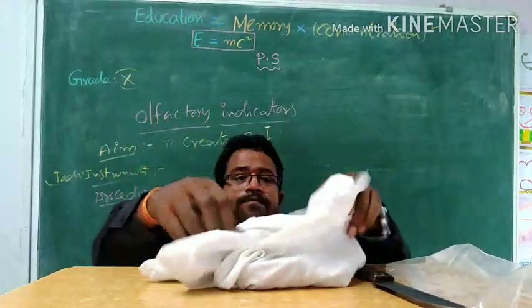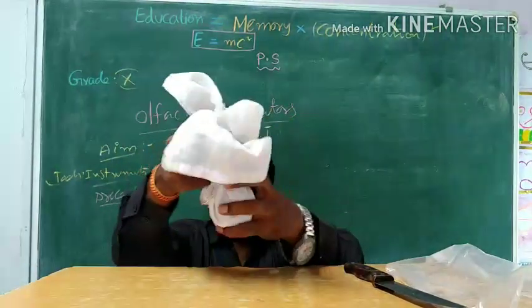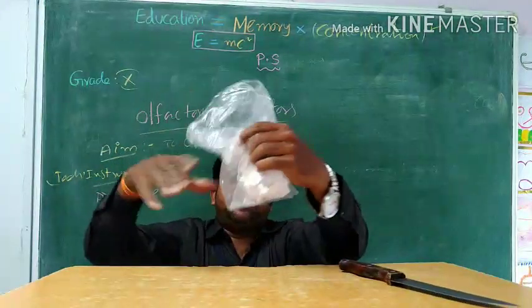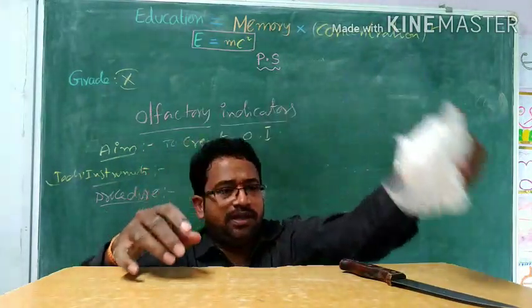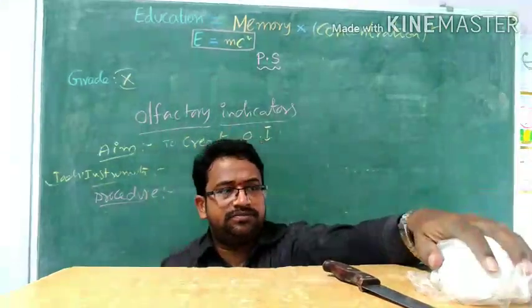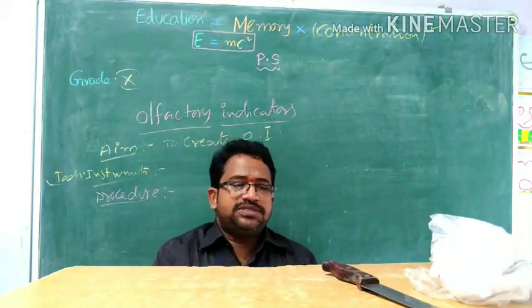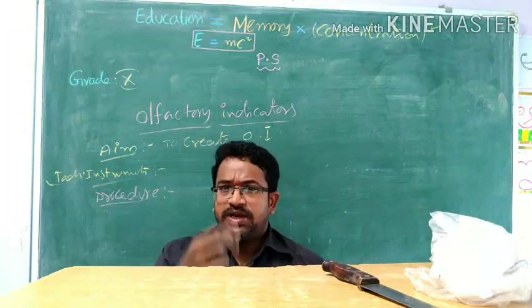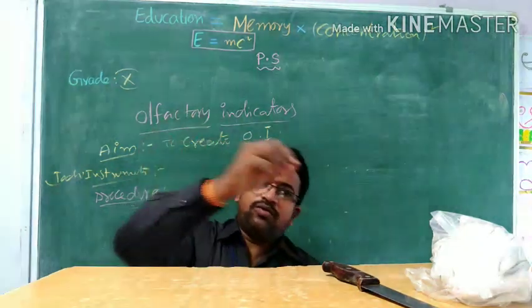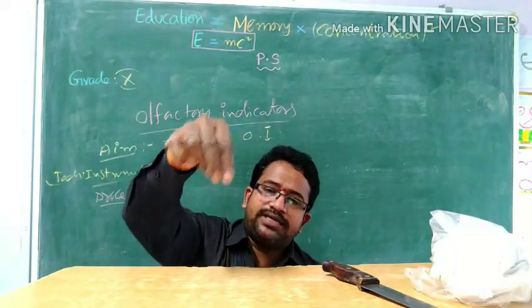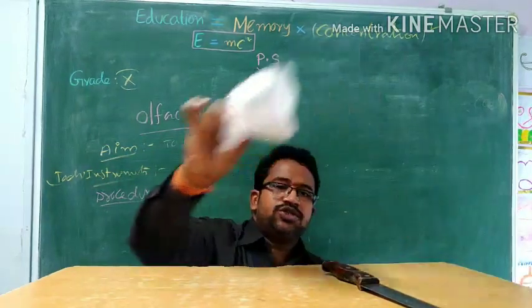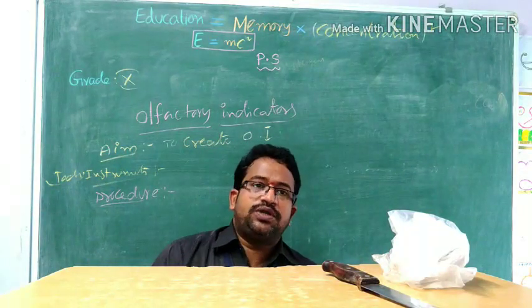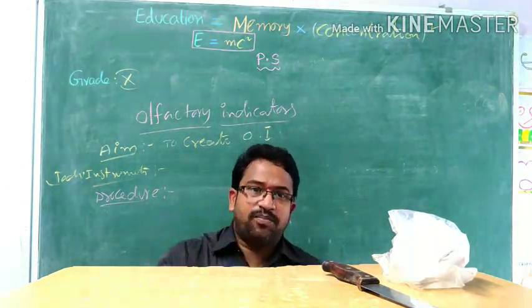Close it tightly, keep it in a polythene cover, and put it in a fridge overnight. Today I chopped the pieces and I am going to put them in the fridge, and tomorrow we will see what happens. You know the smell of the onion. Tomorrow I will take the same onion pieces and add some acid or base on these chopped onion pieces. You can observe that the smell has changed. From this we can identify whether it is an acid or a base.